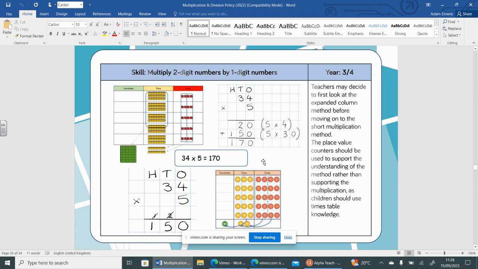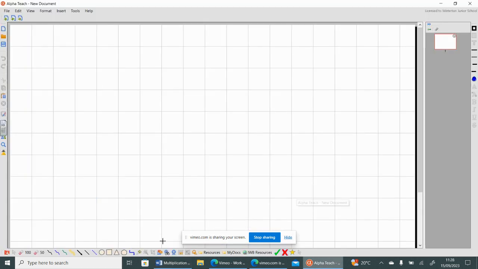So I'll show you how we would lay those ones out. So the calculation is 34 multiplied by 5. So first thing I'd do is I would put 34. I'll just get the thing down here, 34.